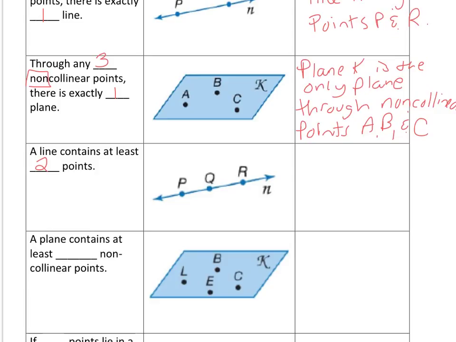So in the diagram, we could say that line N contains points, and we could label them all. It contains points P, Q, and R. But we could just list 2 if we wanted to.